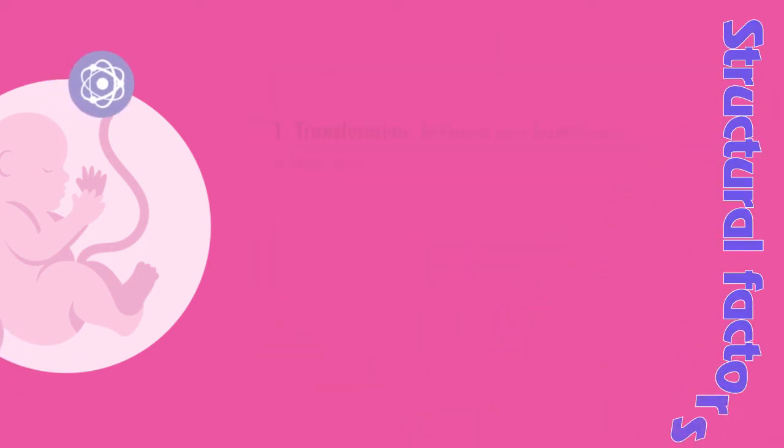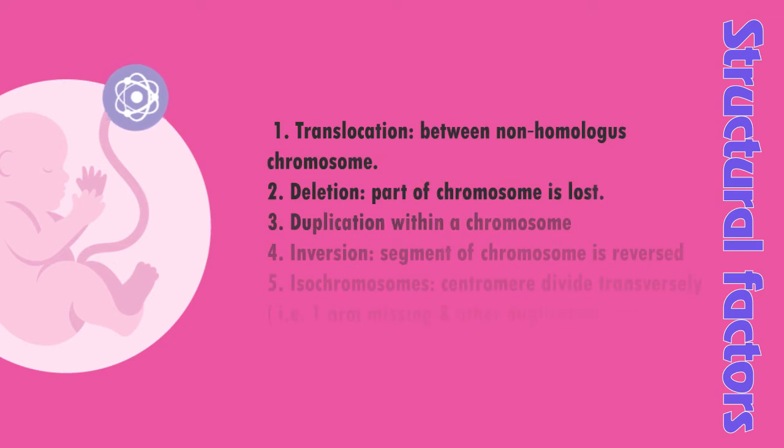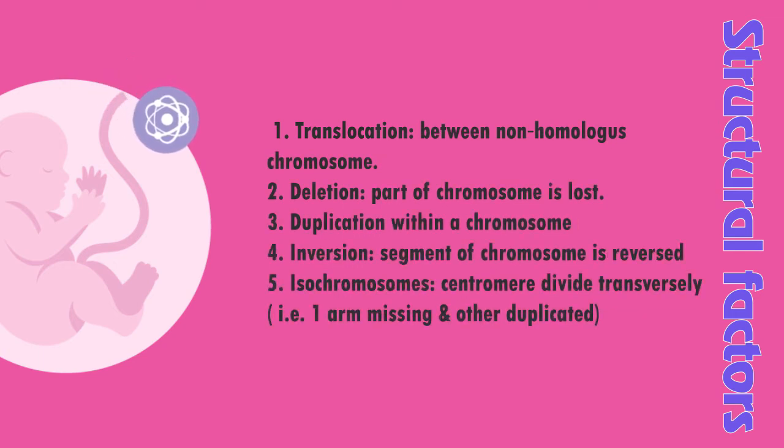Structural factors. Translocation between non-homologous chromosomes. Deletion: part of a chromosome is lost. Duplication within a chromosome. Inversion: a segment of a chromosome is reversed. Isochromosomes: the centromere divides transversely, i.e., one arm is missing and the other duplicated.